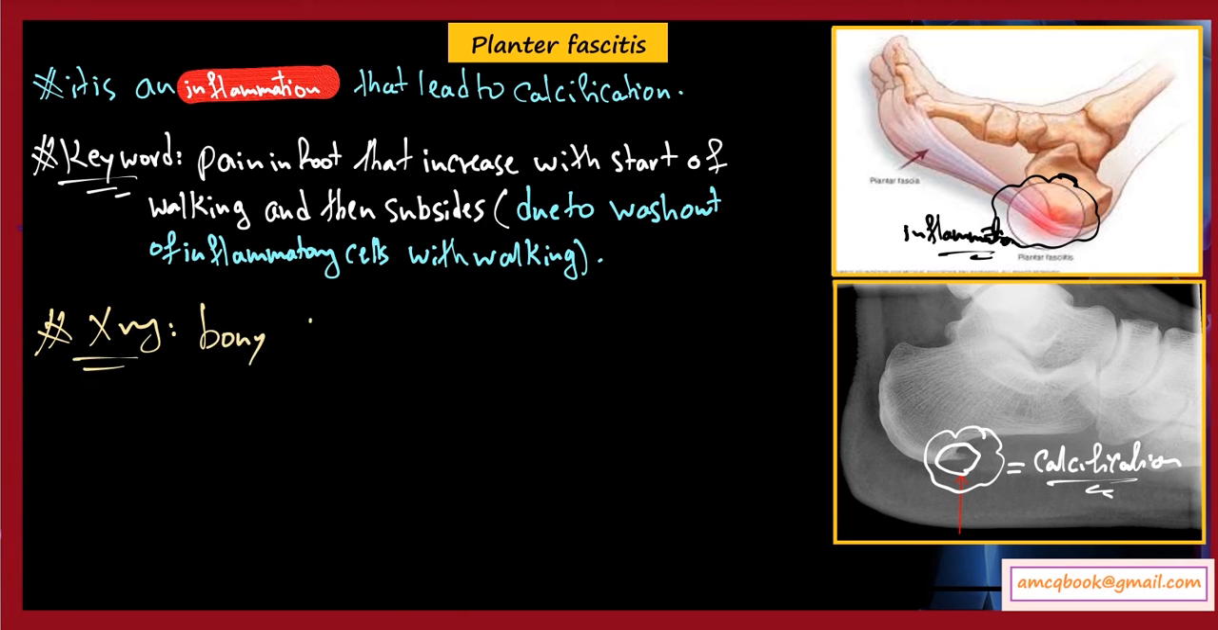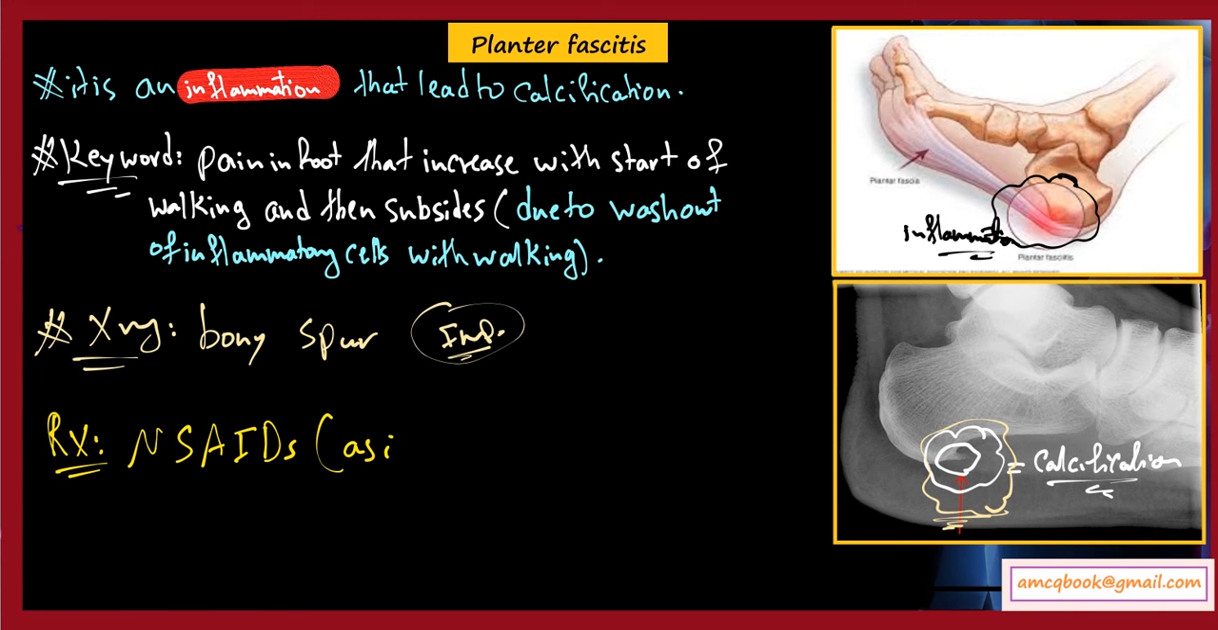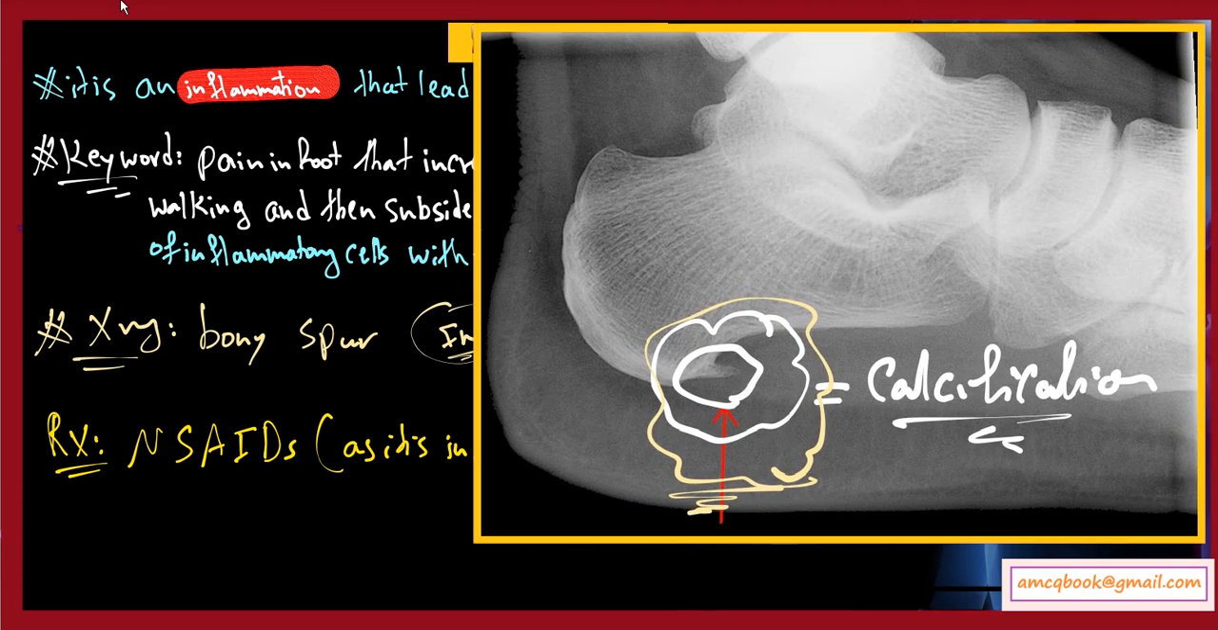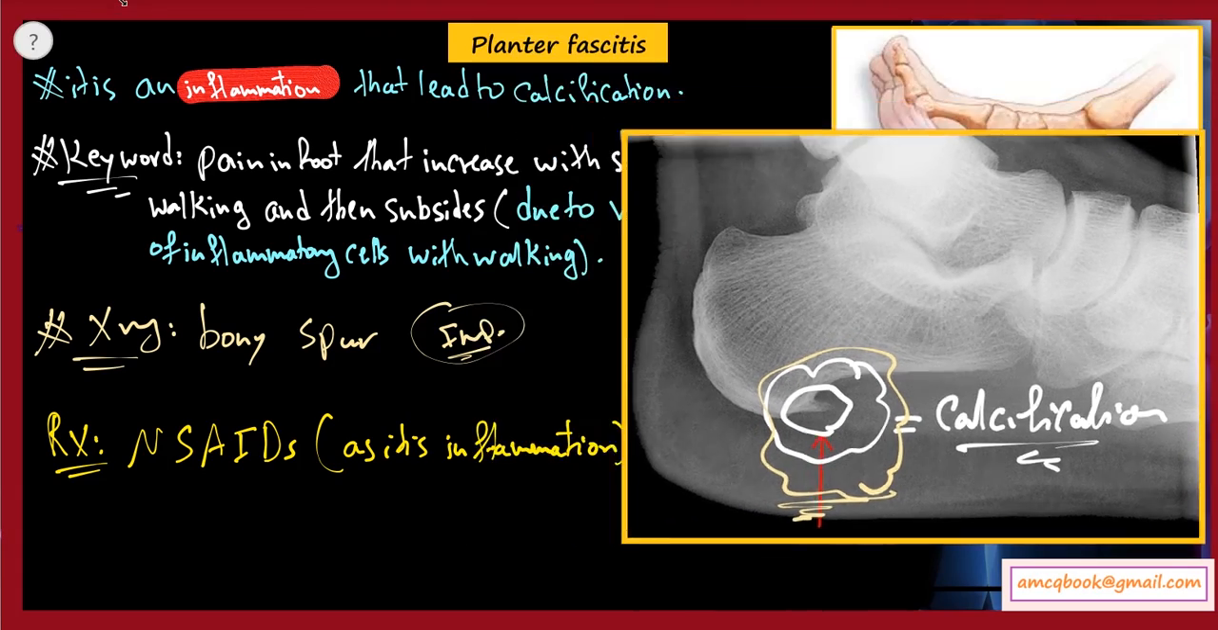In X-ray, you will see a bony spur, which is very important. Look at this X-ray. This represents the calcification, and it's also called a bony spur. And it's also a keyword for plantar fasciitis in the AMC exam. For treatment, simply non-steroidal anti-inflammatory drugs, as it's an inflammatory reaction. That's all. Take a look at this X-ray, as it's very important.